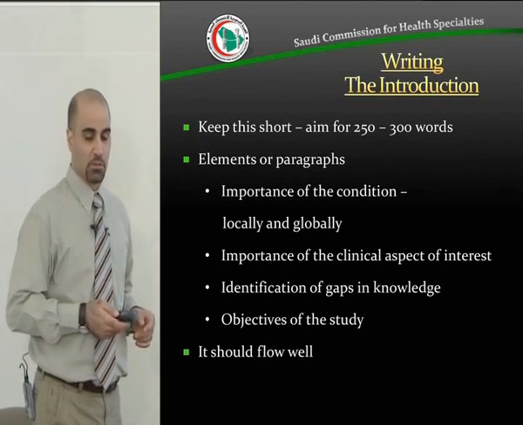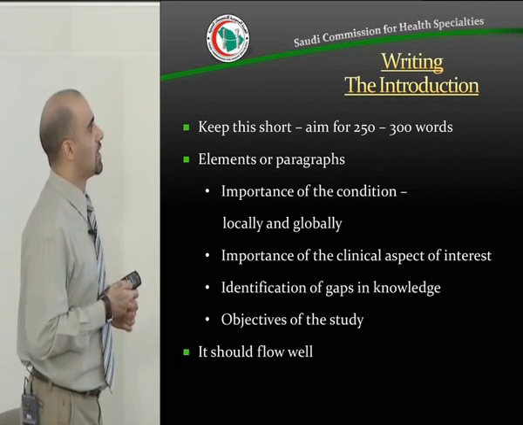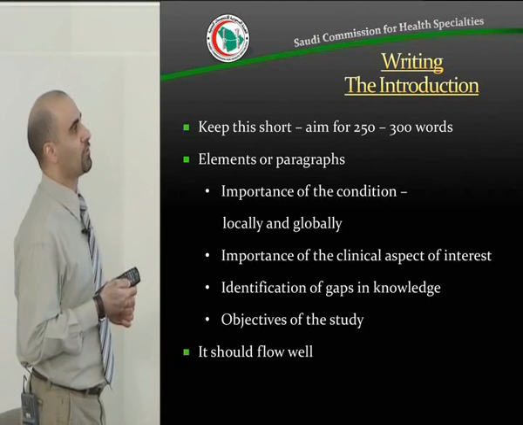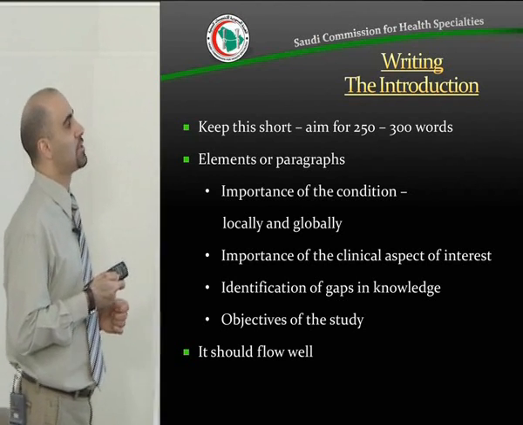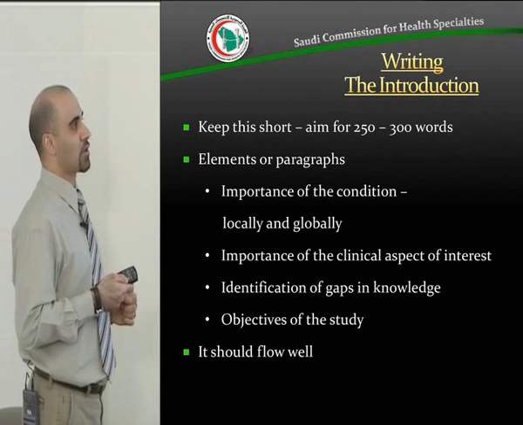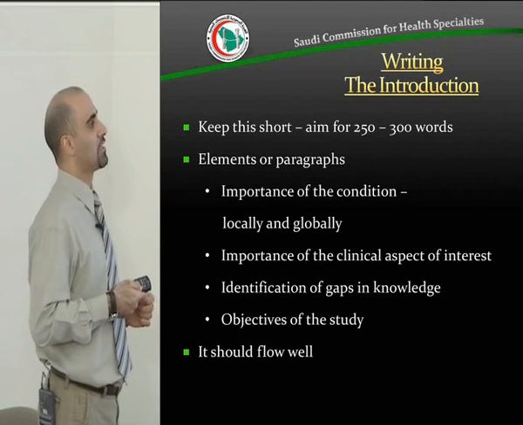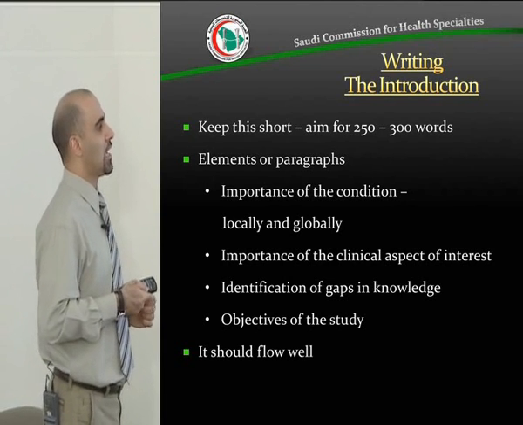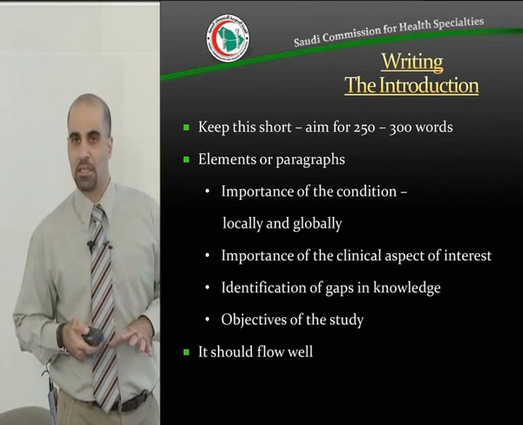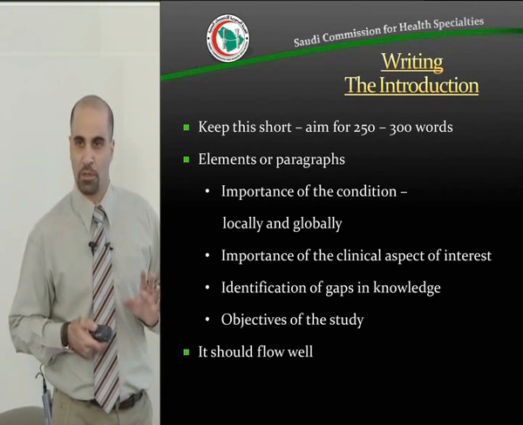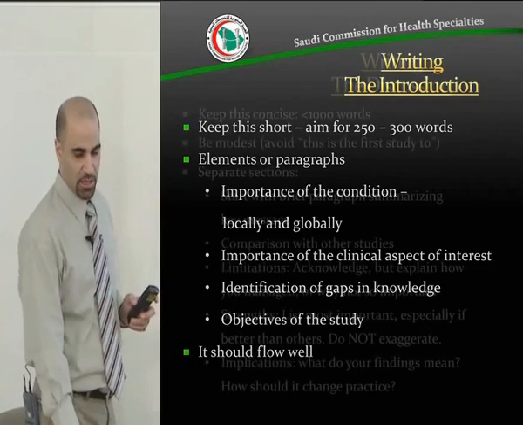The introduction, you also have written when you wrote the proposal. Keep this short, aim for 250 to 300 words. The elements of the paragraphs: importance of the condition, locally or globally, importance of the clinical aspect, identification of the gap in knowledge, and objectives of the study. It should flow well. The same criteria that we talked about for the proposal apply in the introduction when you are writing a manuscript.